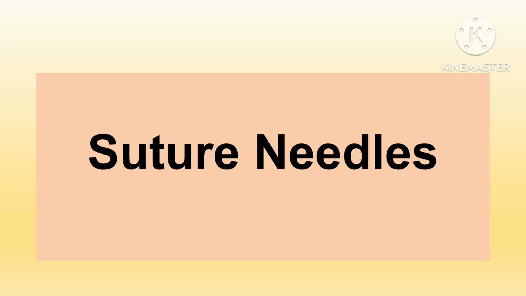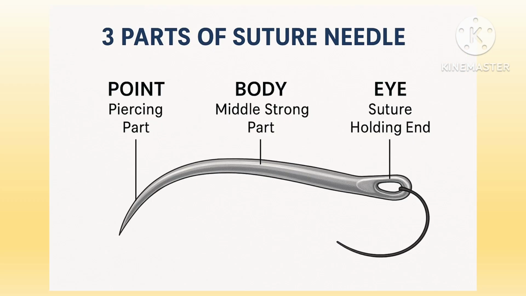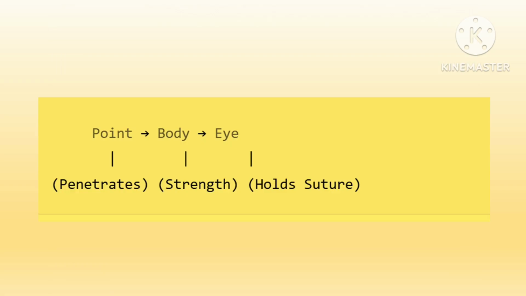A suture needle has three parts. First is the point or tip. This is the part that enters the tissues, and it determines how the needle pierces the tissue. The second part is the body of the needle, or shaft. It is the middle portion of the needle, and it provides a strong grip for the needle holder. The end where the suture material is attached is known as the eye.